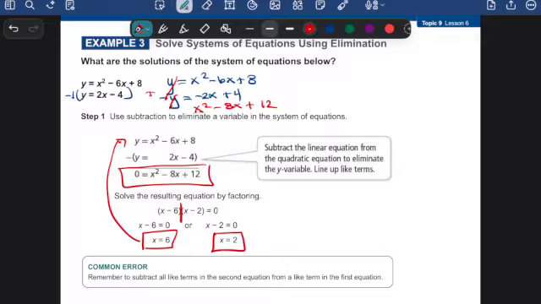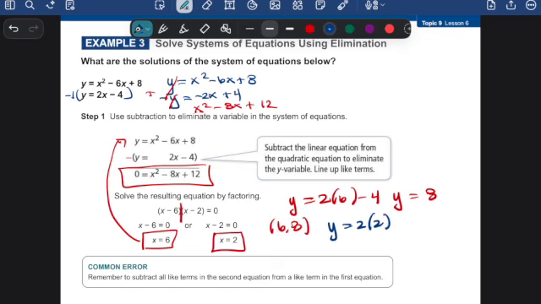So I'll show you. Let's plug it into the second one. Y equals 2 times 6 minus 4. So y equals 8. So one ordered pair would be 6, 8. And the other one, if I plugged in 2, y equals 2 times 2 minus 4. So y equals 0. And so my next ordered pair where they intersect would be 2, 0. So you could find the whole coordinate, the ordered pair for the point of intersection.